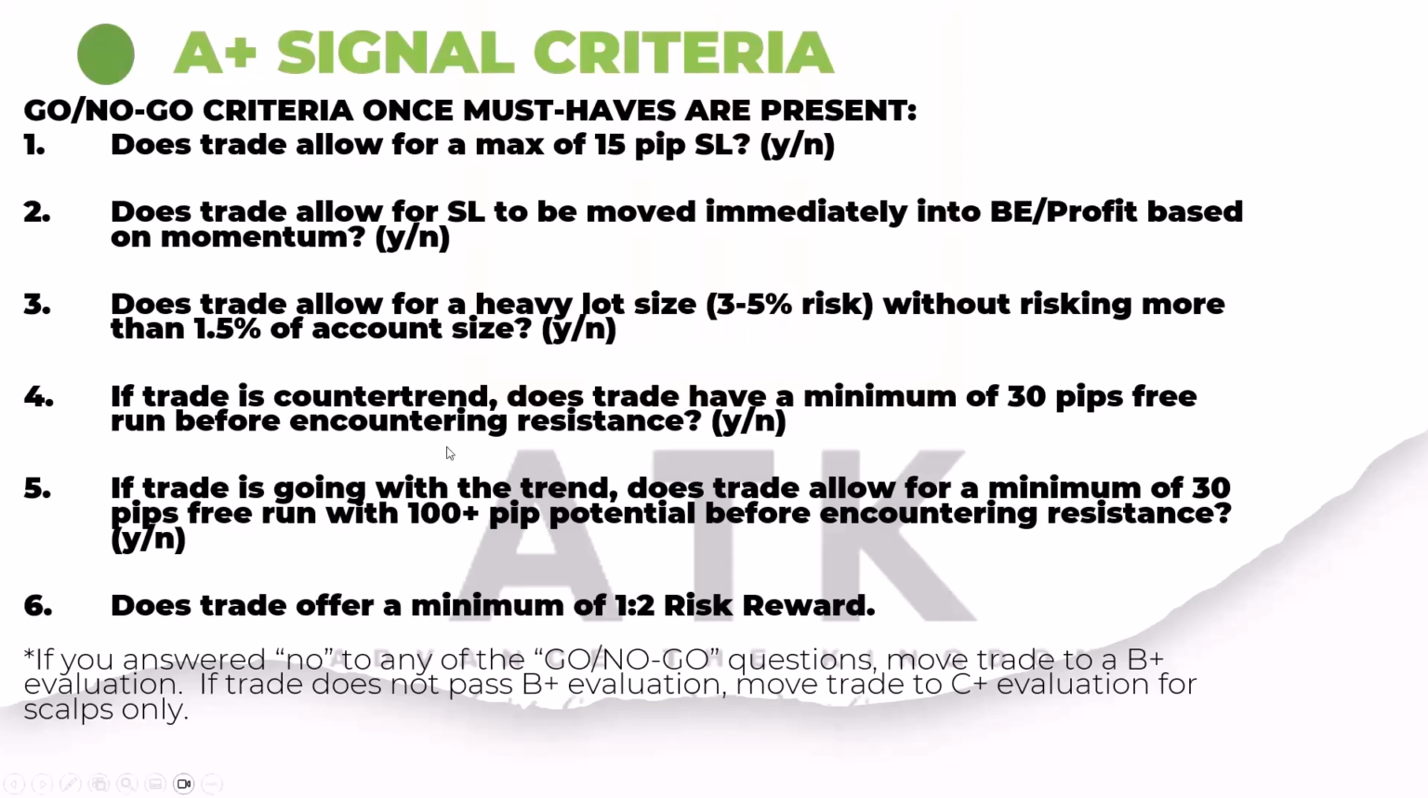And so with A plus trades, those are usually trade ideas that go with the trend. And the stop loss is short. So 15 pip max stop loss means that I don't have to risk a lot for my stop loss.